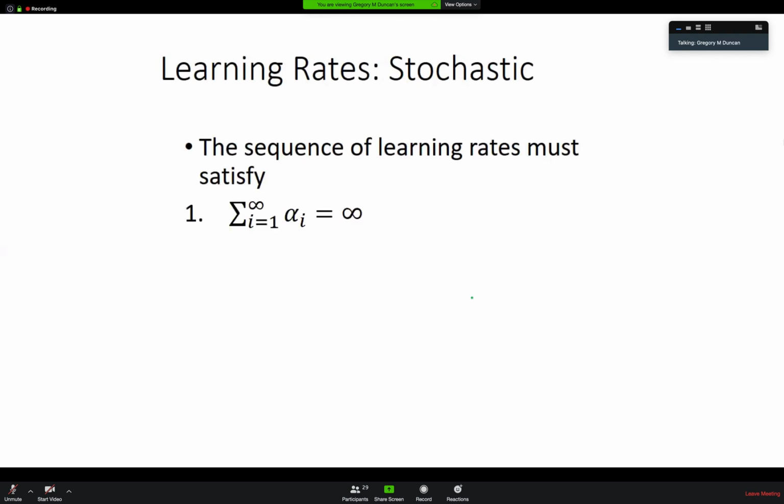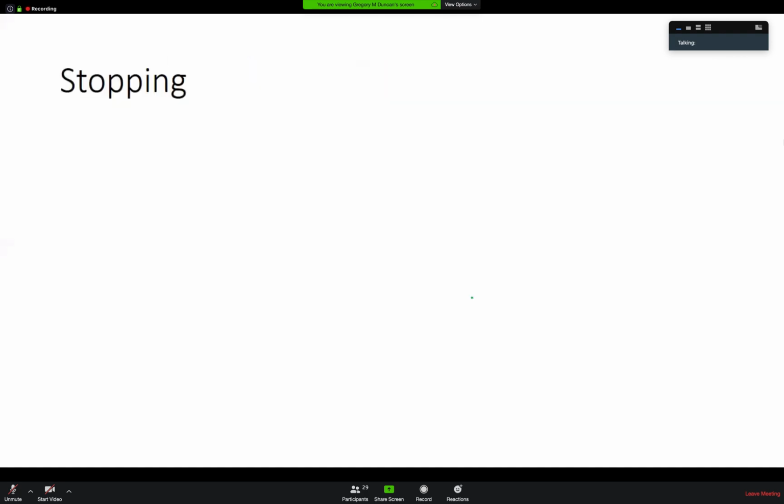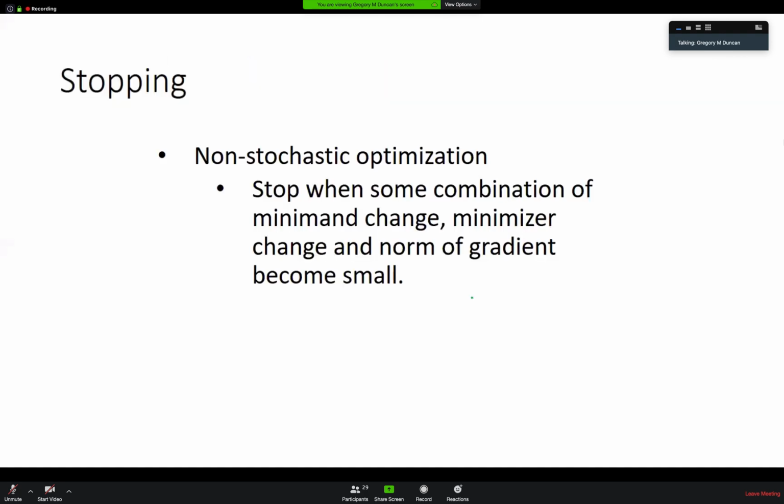Stochastic learning rates, I'm not going to cover this. Stopping.